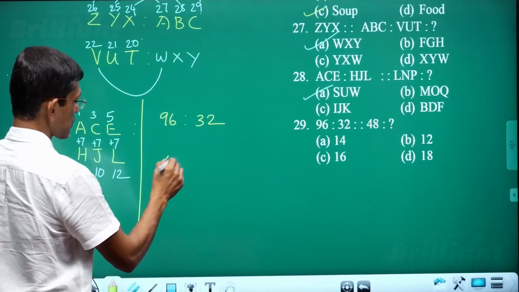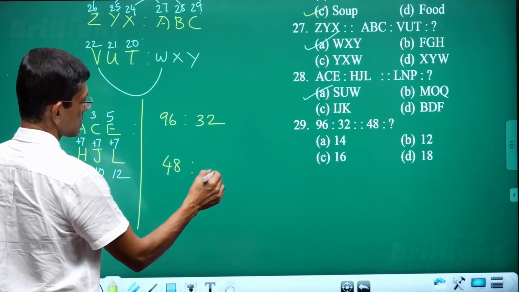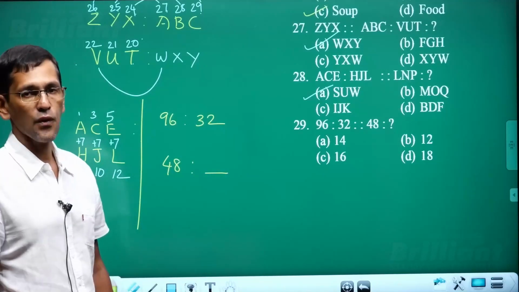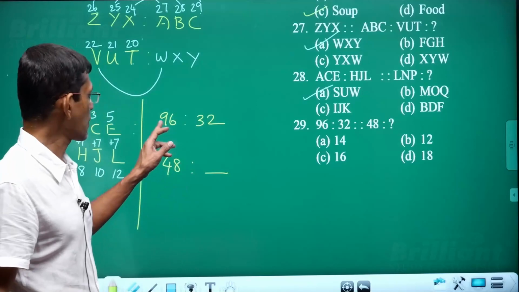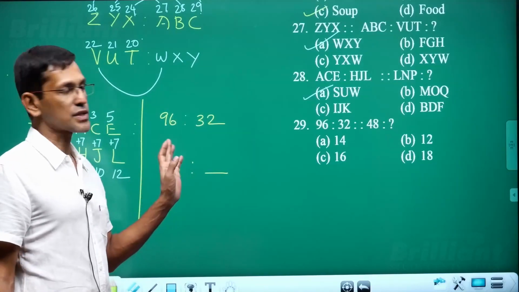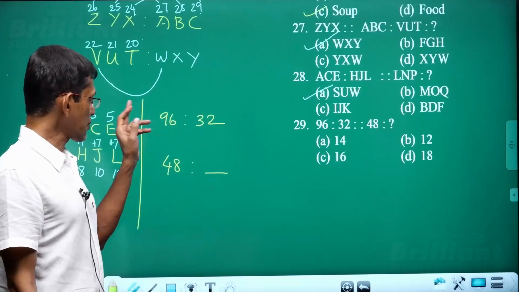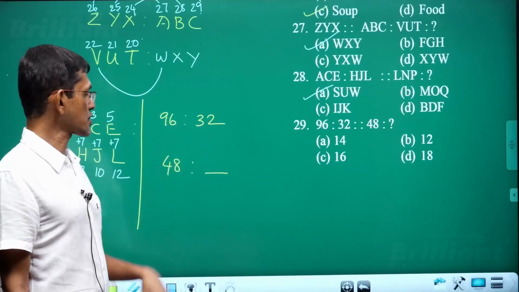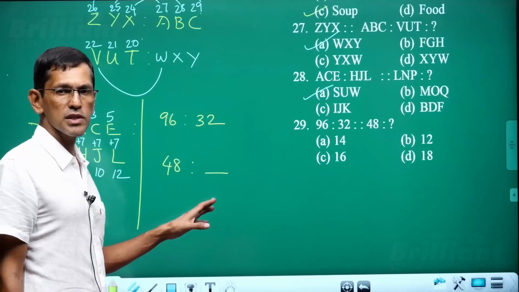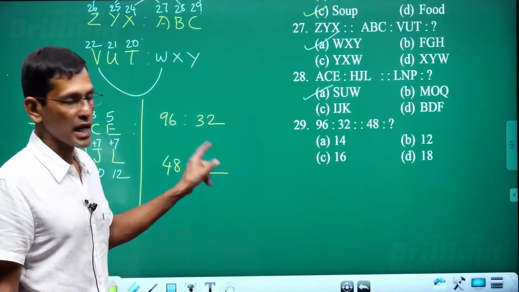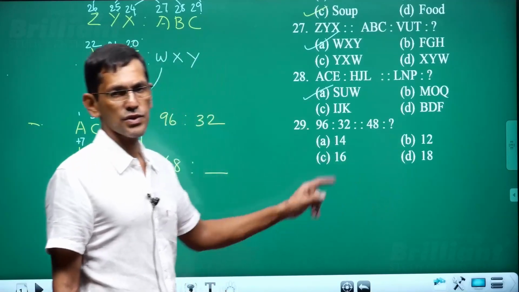And 48 and what? 96, 32, we can take it in different ways. Let's first of all take 96, 32. The difference is what? 64, right? So 96 minus 64 is 32. 48 minus the same number 64, well, in that case, the answer is going to be negative. We don't have any negative answer choice here.